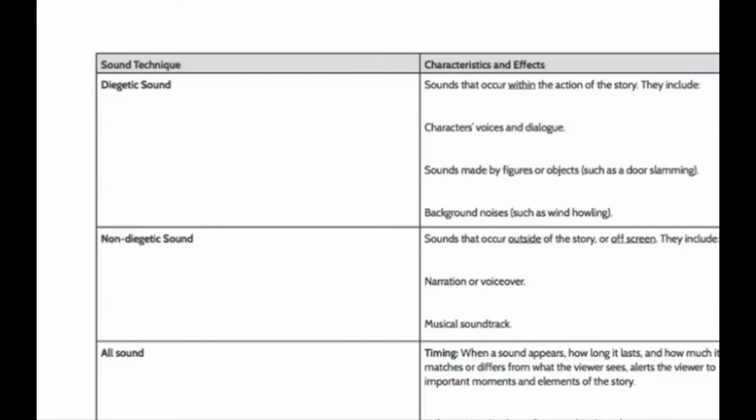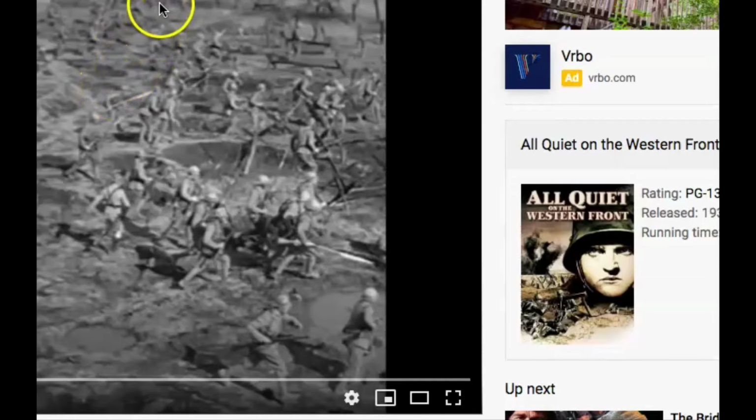So remember, when we looked at our film techniques and we looked at diegetic sound, it said sounds that occur within the action of the story. They include characters' voices and dialogue, sounds made by figures or objects, so maybe you hear a door slamming, or background noise such as wind howling. Do you hear any of that in the video, and where?